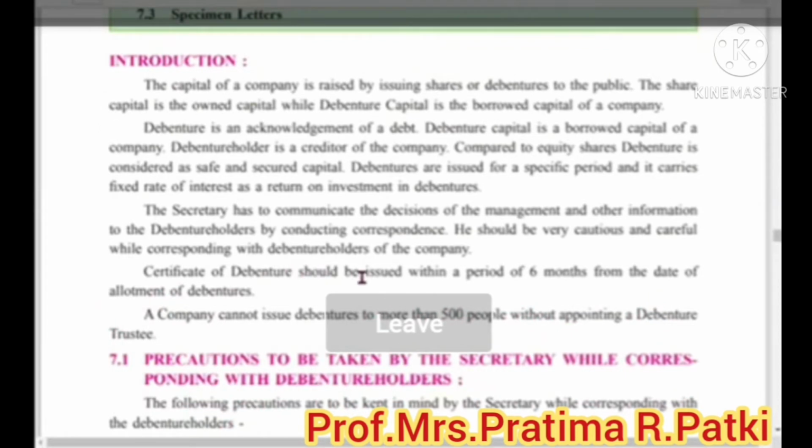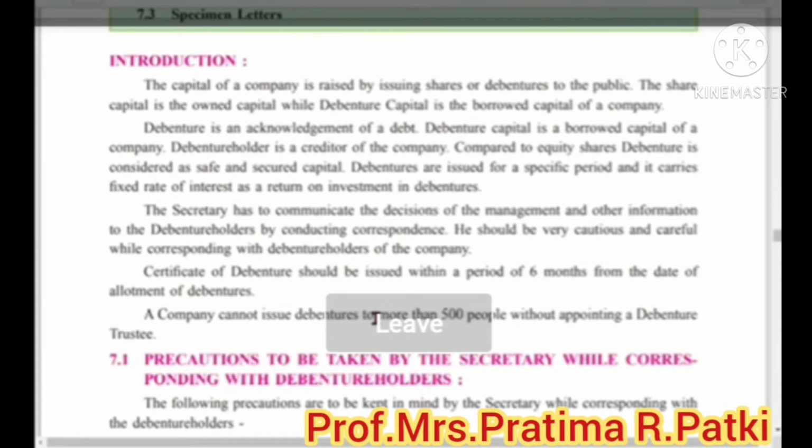Certificate of debenture should be issued within a period of 6 months. Underline this. It is always asked in match the following. From the date of allotment of debentures, once the debentures are allotted to the investor, within 6 months, the investor needs to get the debenture certificate. So underline certificate of debenture or debenture certificate, period of 6 months.